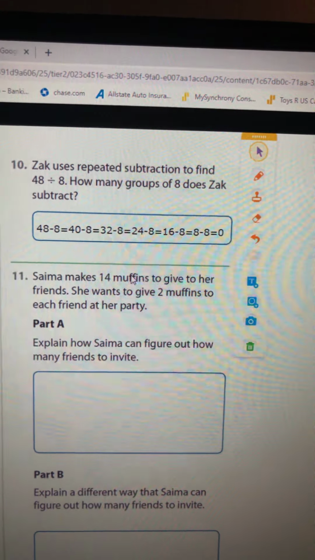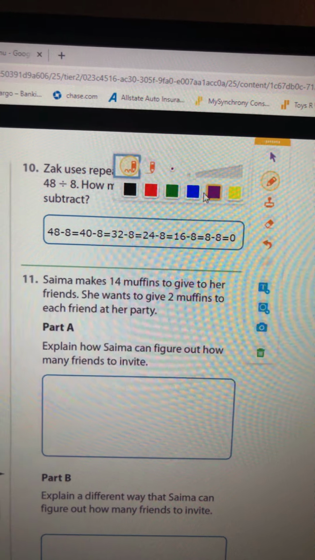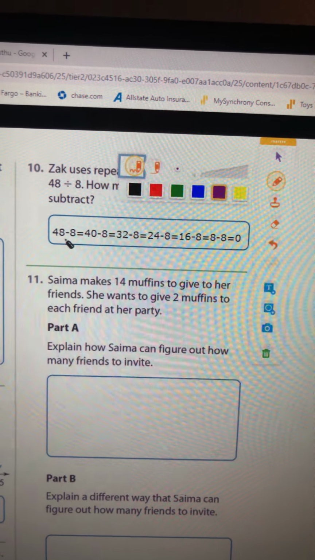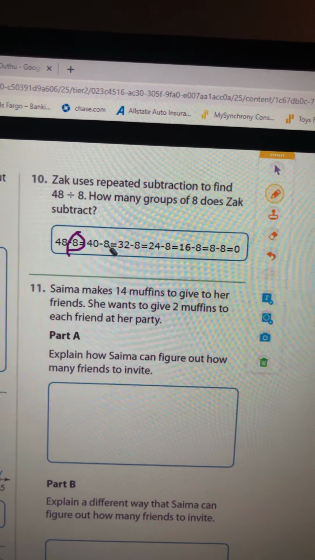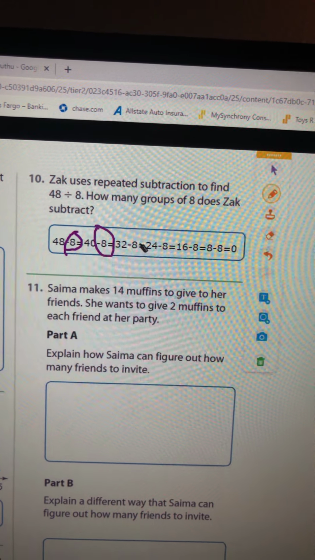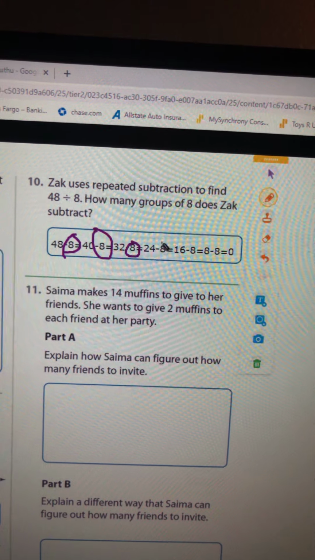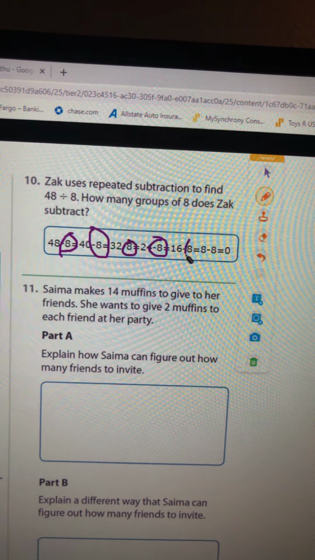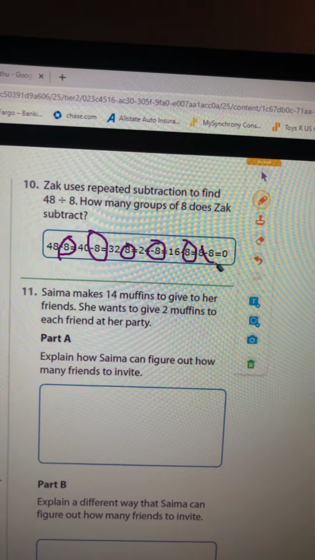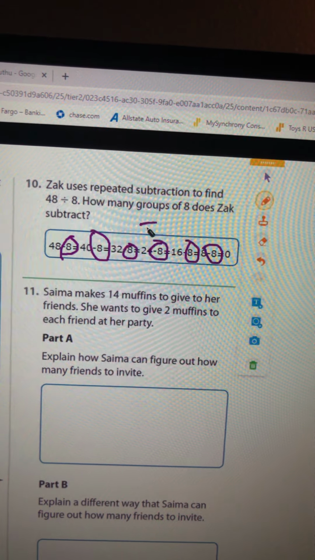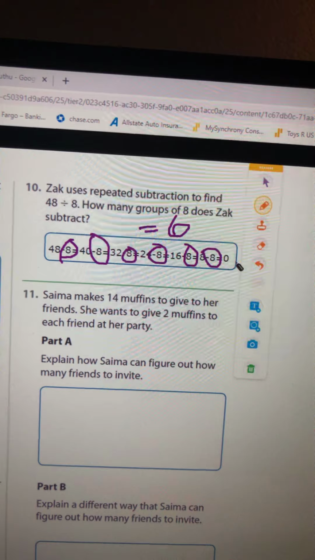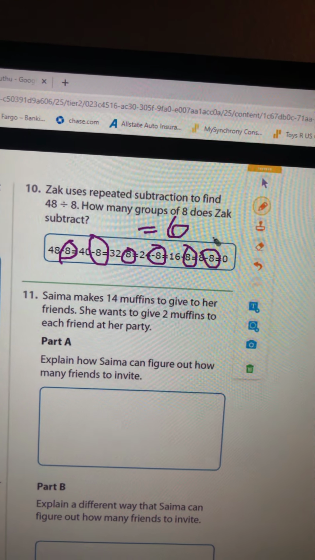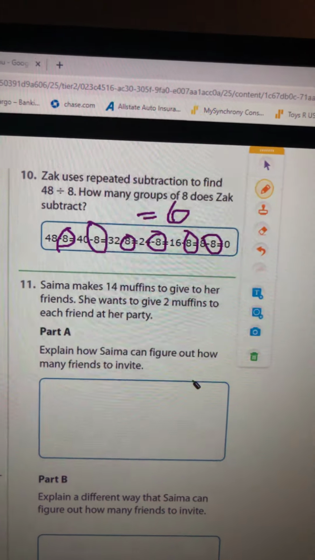That's pretty cool. Now, the next thing that we do to find the answers, we're going to circle all the times we subtracted 8. 1, 2, 3, 4, 5, and 6. The answer is 6. We subtracted 8 till we got to 0, and we ended up doing it 6 times.